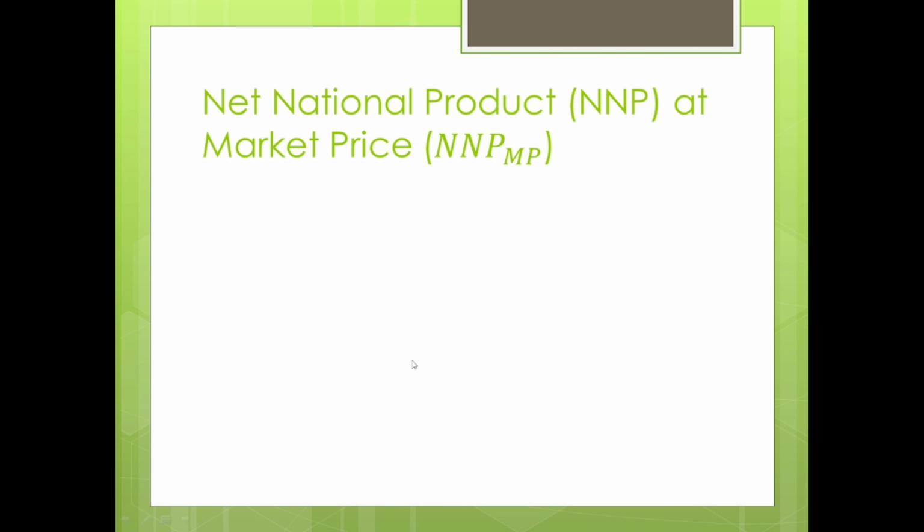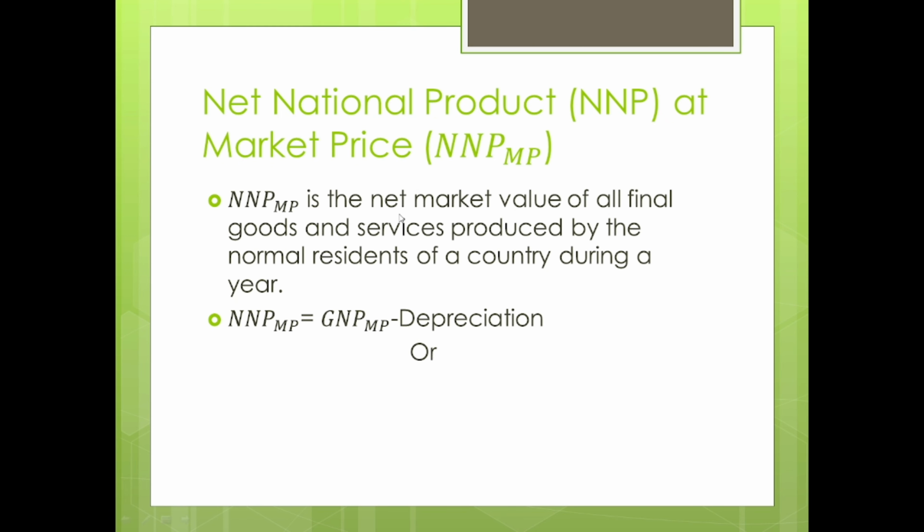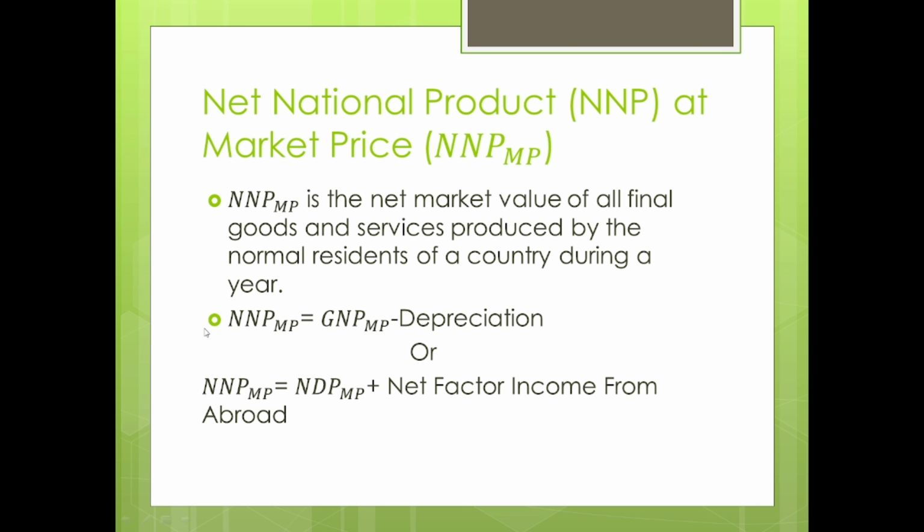Let's go to the next, that is net national product at market price. Here net means after depreciation, you understand, and national means you have to add the income from abroad. So suppose you have GNP at market price, that is gross national product at market price, minus depreciation. Or if you have NDP at market price, you have to add net factor income from abroad.